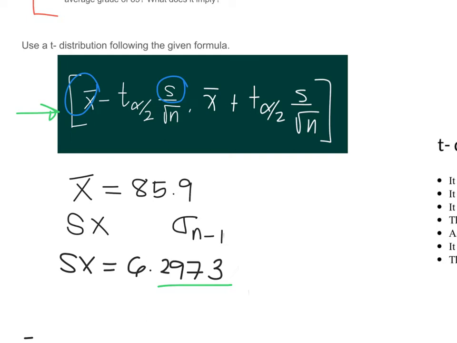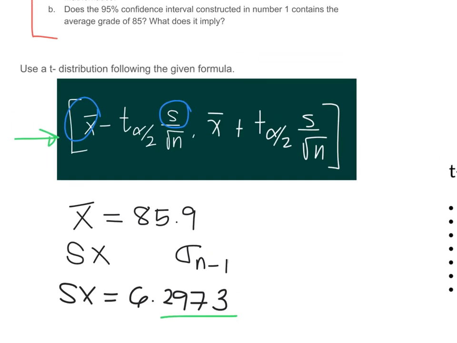If you round this off to 2 decimal places, then this becomes 6.30, and that change in the value will have a big impact on the final value of the interval. So keep the decimals up to 4 decimal places when you compute. Okay, now as we check, we have the sample mean done, we have the sample standard deviation done.